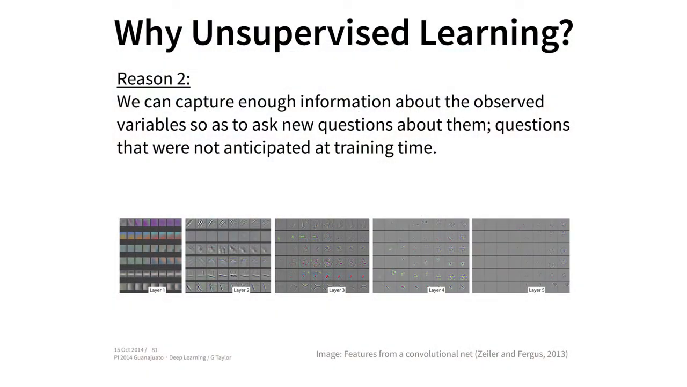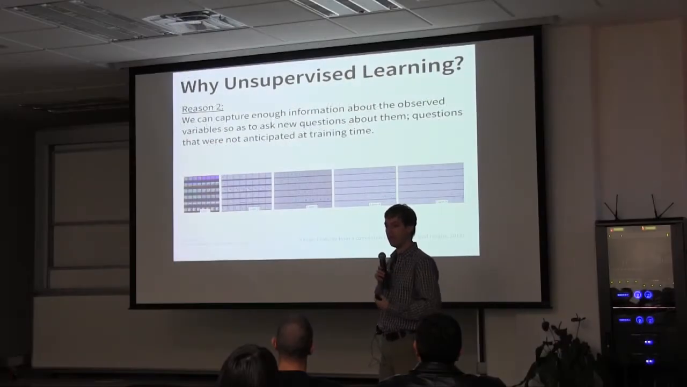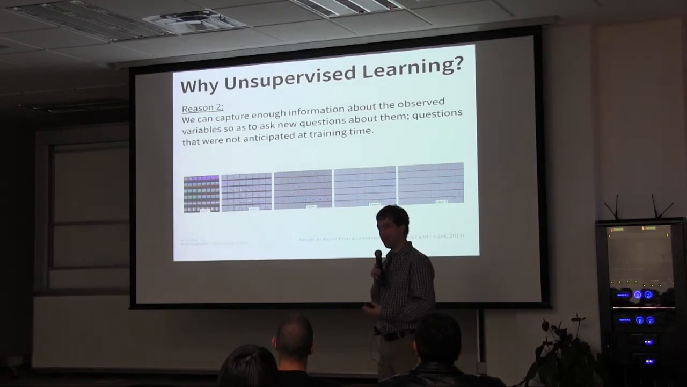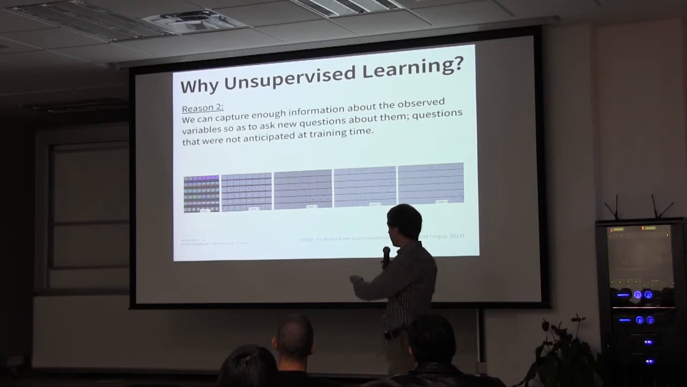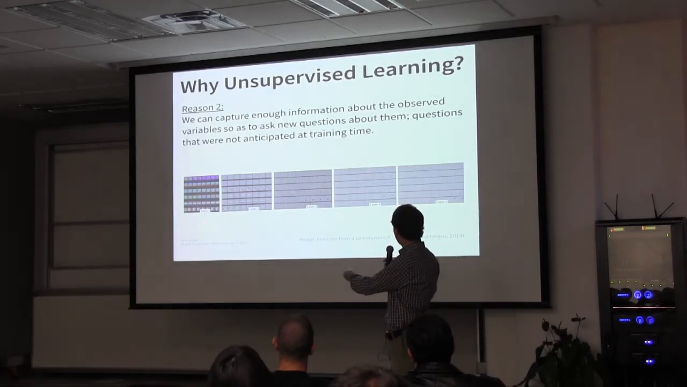The other reason why unsupervised learning is interesting is that we can actually ask new questions. The idea behind supervised learning is we learn features that are specific for a task. So we learn a convnet to do object recognition. Once we've trained that model, it can only do object recognition. That's what it's been trained to do. When we do unsupervised learning, we have a model that produces a representation that could be used for other tasks, so it's more generic.